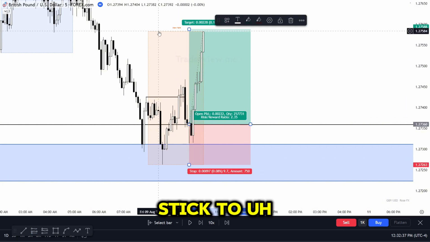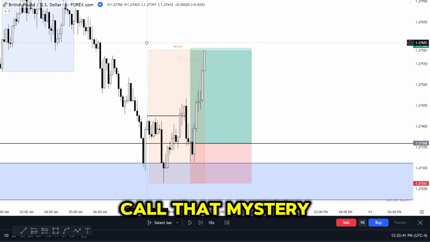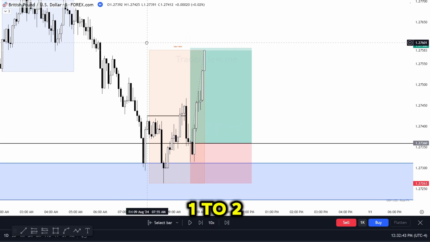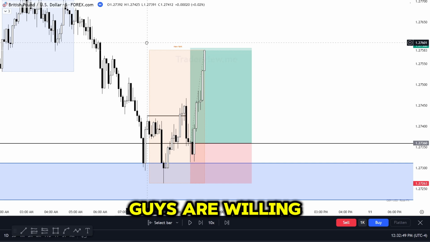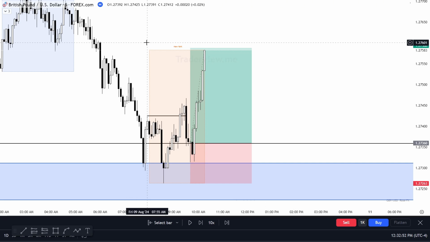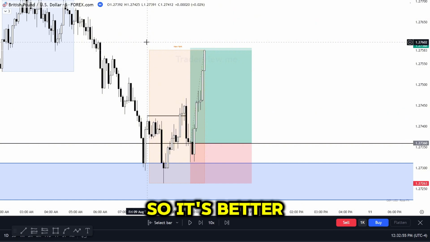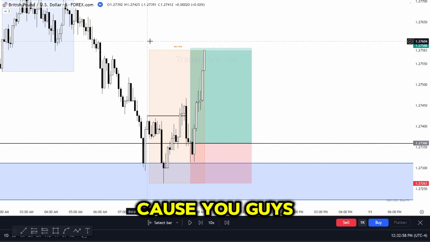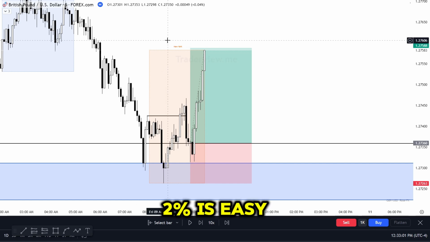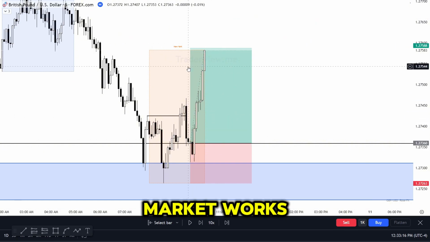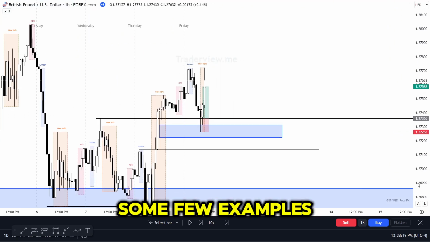I recommend you stick to a fixed risk to reward ratio. Since I'm using 1 to 2, it's okay to use 1 to 3 and 1 to 4, but if you are willing to take 3 or 4 trades per week, it's better to stick to 1 to 2. If you are risking 1%, 2% is easy, and 2% is reasonable. It's better to hit with 1 to 2, and the win rate will make a huge difference if you are reducing your risk to reward ratio. So this is how the market works, and I can show you some more examples.